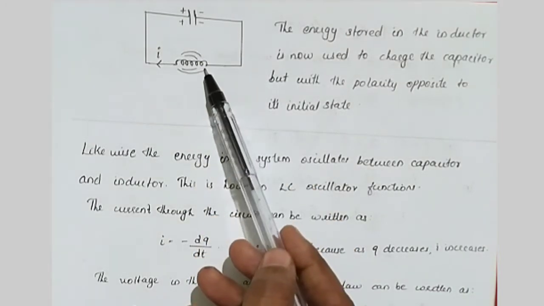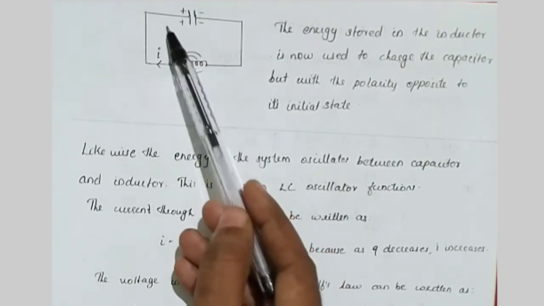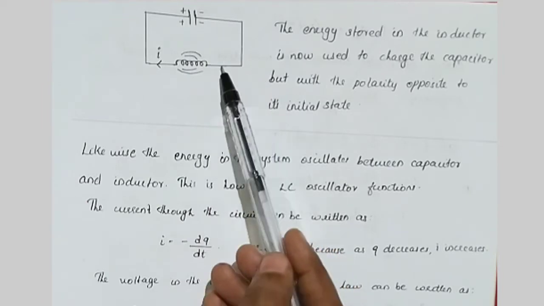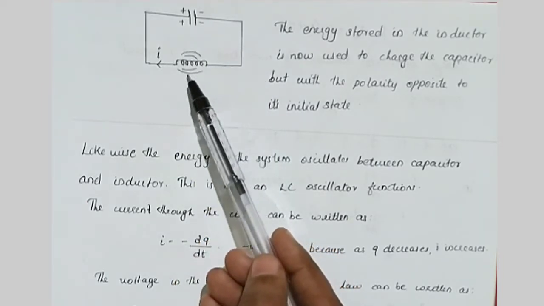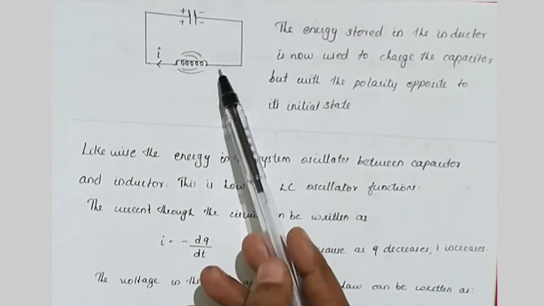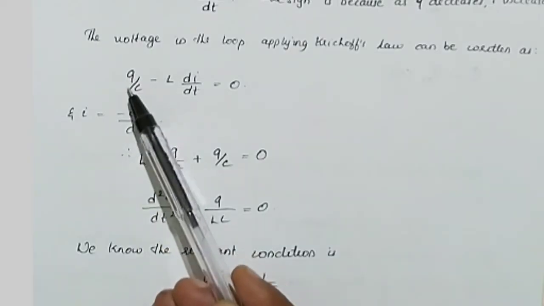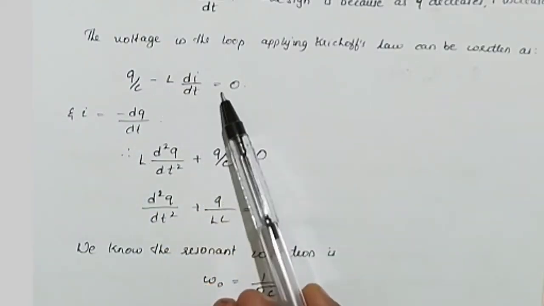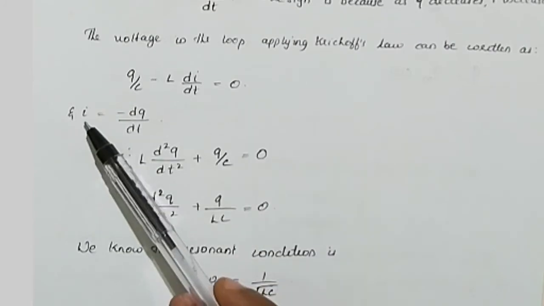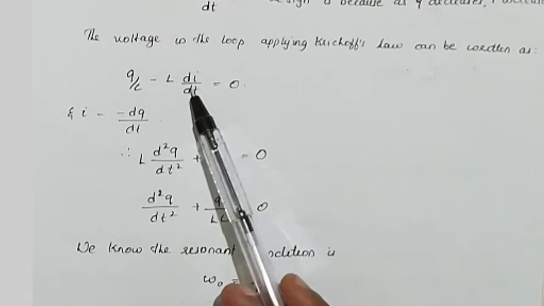Now, in an LC circuit, we have a capacitor across which we have a voltage given by Q by C, and across the inductor we have a voltage minus L di by dt, and there is no external source of voltage. Now, applying Kirchhoff's law to this circuit, we can write Q by C minus L di by dt is equal to 0. And we know that I is equal to minus dq by dt. By putting this in this expression, we can write L d square q by dt square plus q by C is equal to 0.